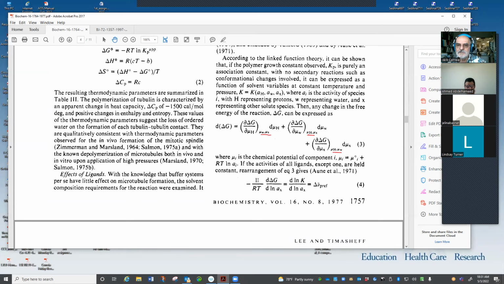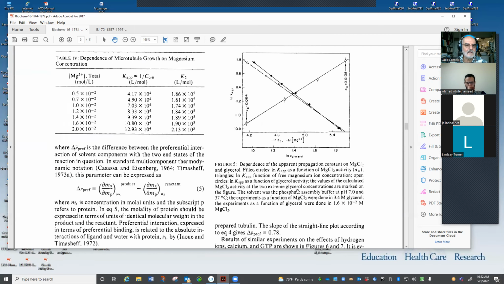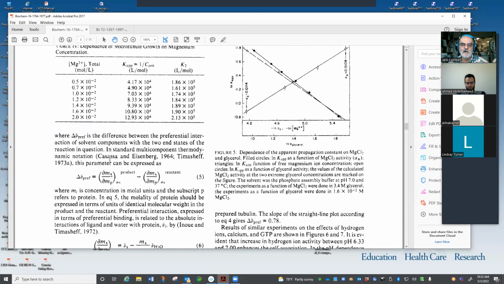And the observation that comes out of this is that when you change a variable, you can write this down as a change in the activity in terms of the chemical potential being expressed as RT ln activity, the concentration basically, but now the correct term, which is the activity of that ligand. And you end up with a change in the equilibrium constant as a function of the activity. And what that gives you is this variable that we call delta nu or delta nu bar, or preferential binding. And what that ends up meaning is how much of this component is bound to products minus reactants.